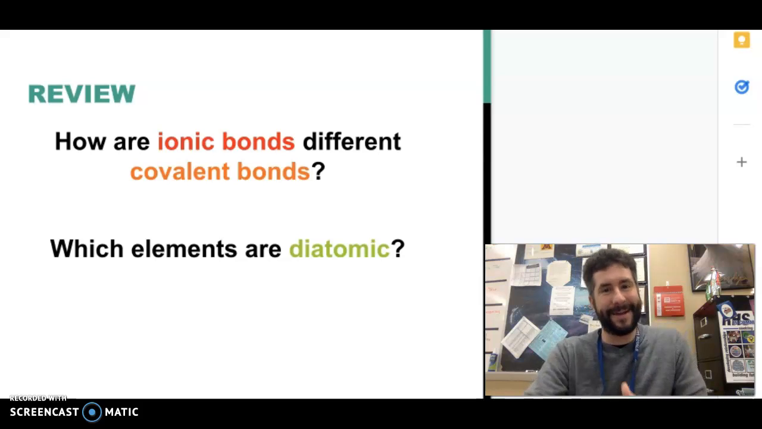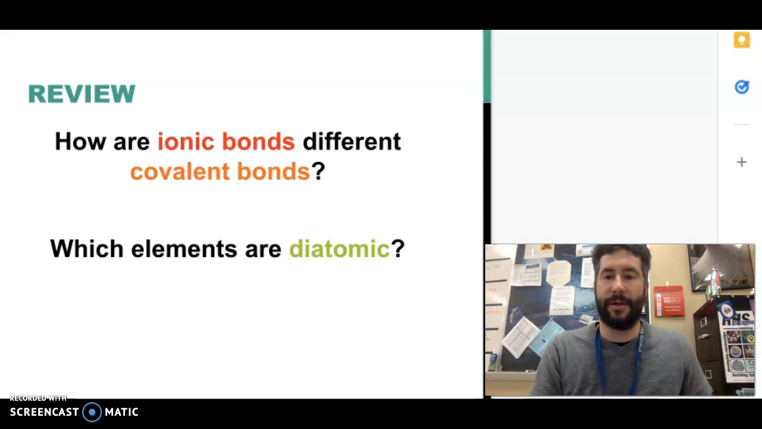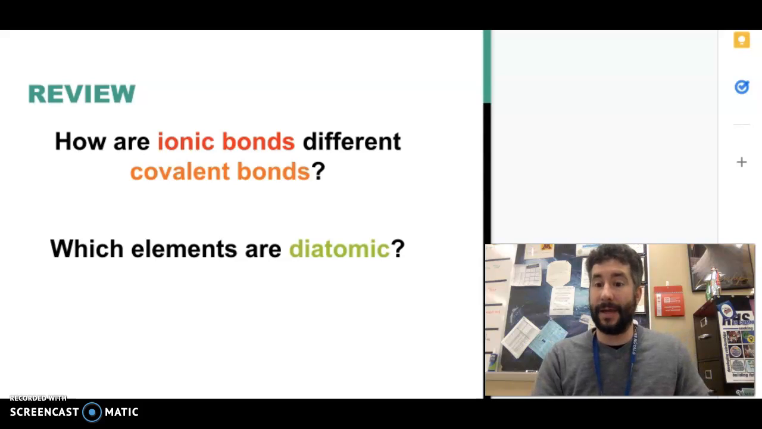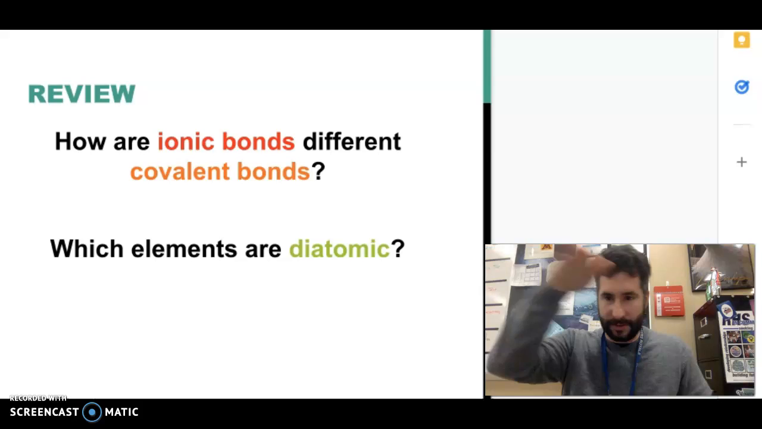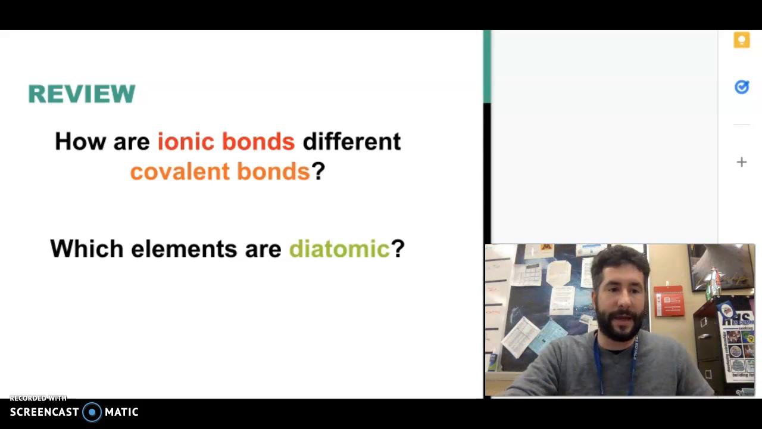Oh, yeah, you got it. Ionic bonds, remember, are a transfer of electrons. We have positive ions and negative ions, whereas in covalent bonds both are trying to gain, and so they end up sharing those electrons. The diatomic ones, again, are hydrogen, nitrogen, oxygen, fluorine, chlorine, bromine, and iodine. So the halogens make a little 7, plus hydrogen on the other side, are our diatomic ones.